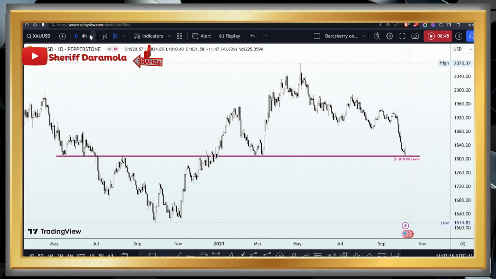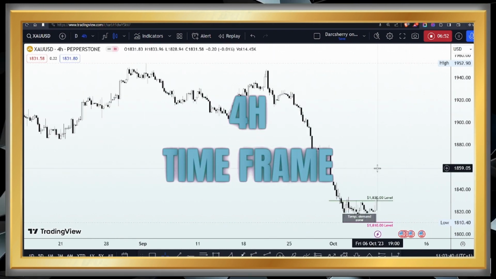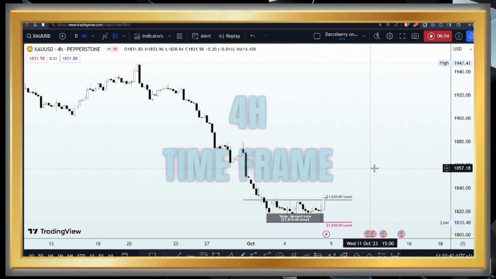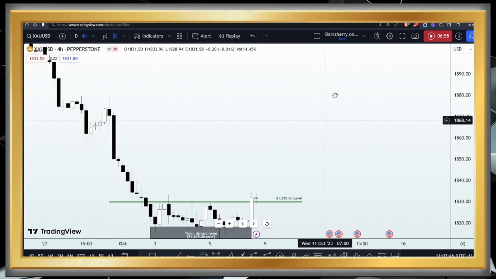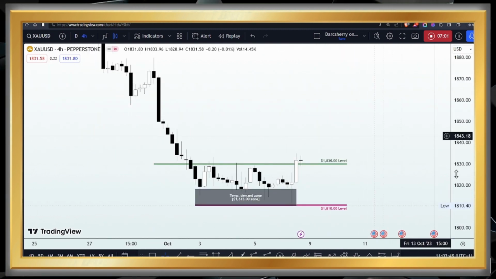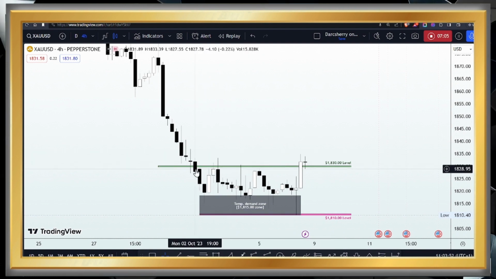Now, scaling down into the 4 hour time frame, this was what I was able to come up with. And let me zoom right in so that we can see things more clearly. In fact, it's a very simple setup we have here. Now, look at what has been going on in this market throughout the course of last week.